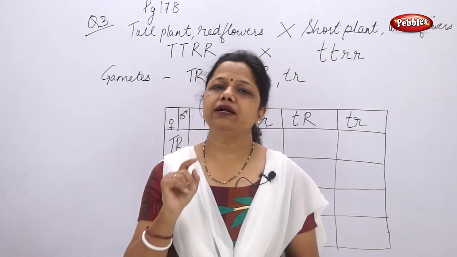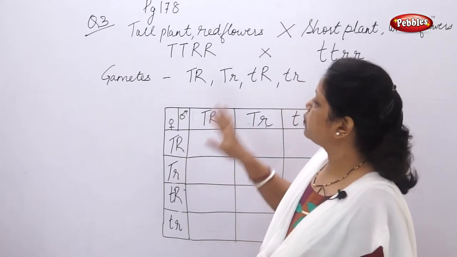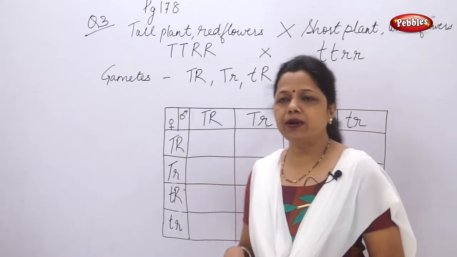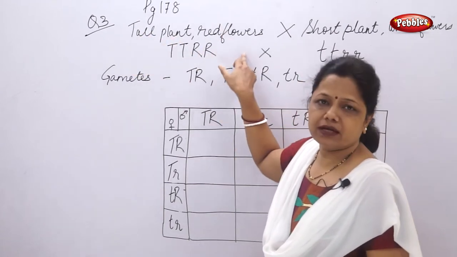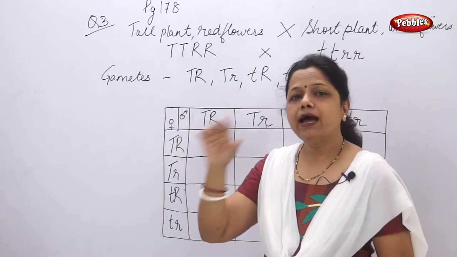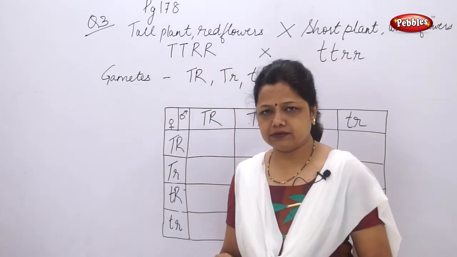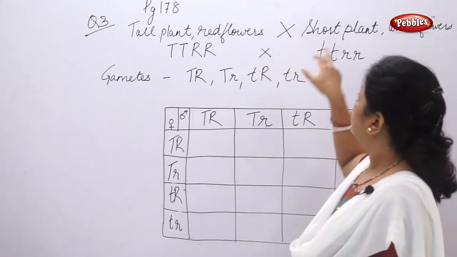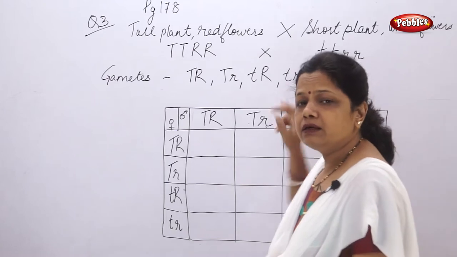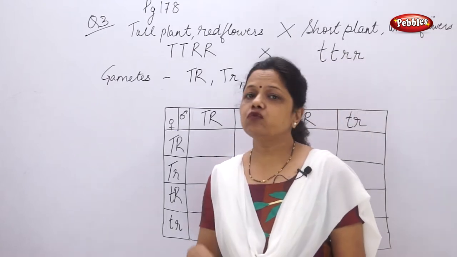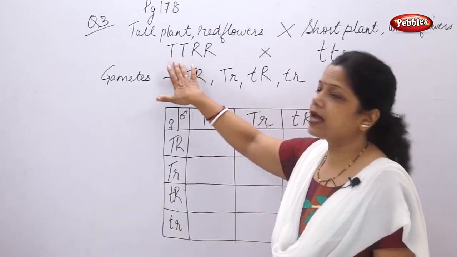If you remember, we had done this with round and yellow seeds. Here we are going to take two different types of pea plants. One parent pea plant will have a tall plant and red flowers. That means that plant is tall having red flowers, and these two are the dominant characters. The other pea plant is a short pea plant with white flowers, and these are the recessive characters. So when we want to show the dominant characters, we will use the capital letters.